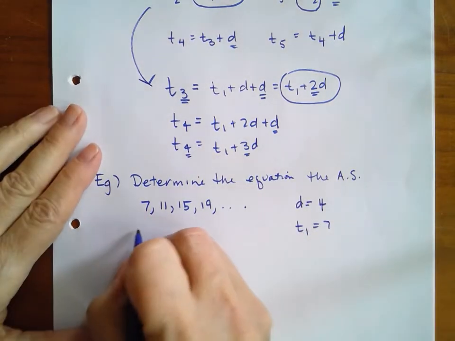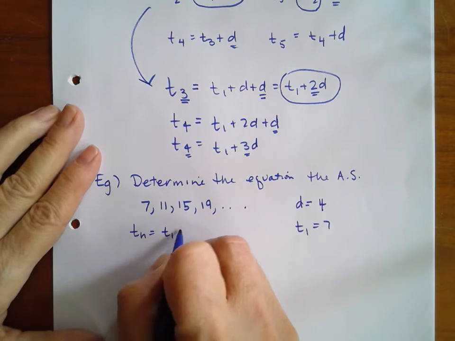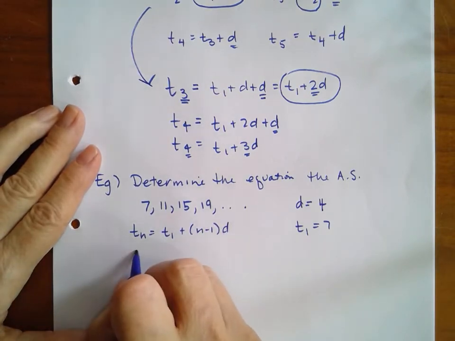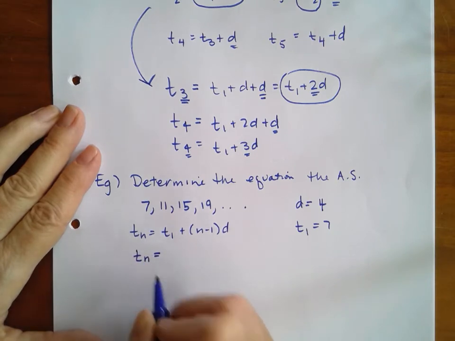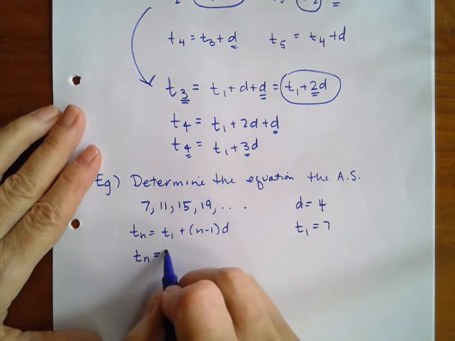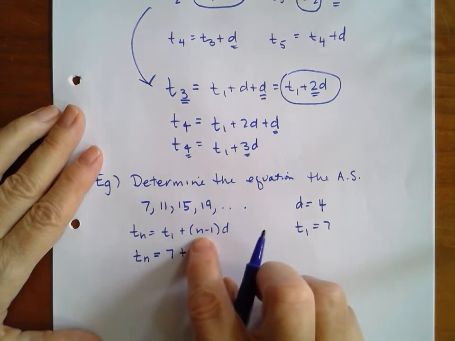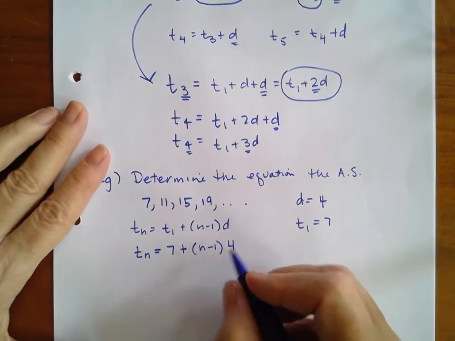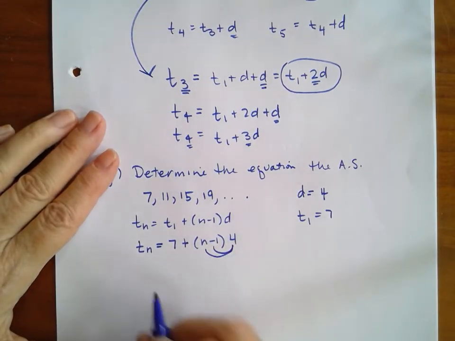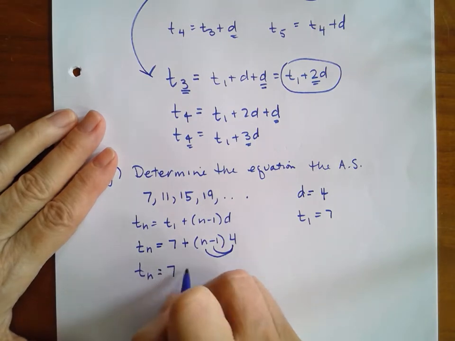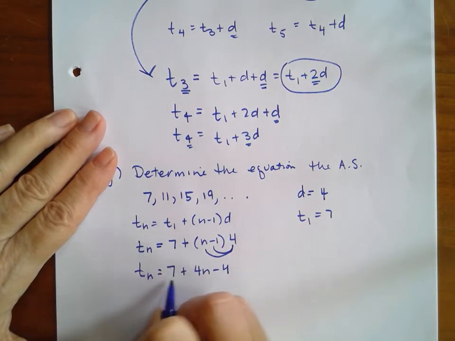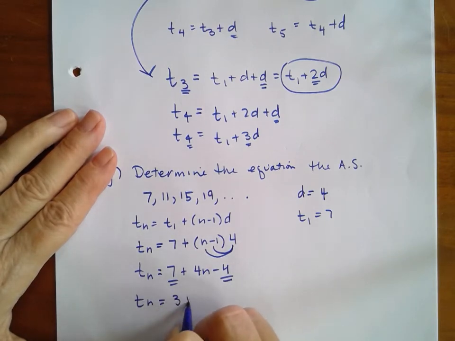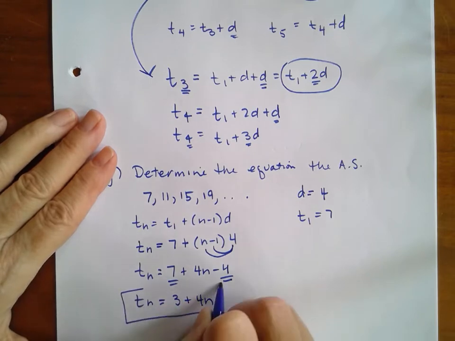Then we wrote down the equation, which was t sub n equals t sub 1 plus n minus 1 times d. We wrote all the things we know. We don't know t sub n. So we do 7 plus n minus 1, which stays n minus 1, times d, which is 4. To tidy it up, we expand that and get t sub n equals 7 plus 4n minus 4. We combine these like terms to get t sub n equals 3 plus 4n. That is our general equation.